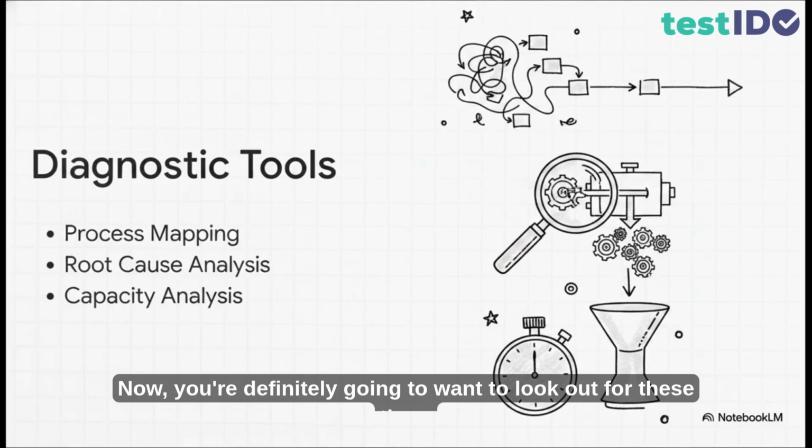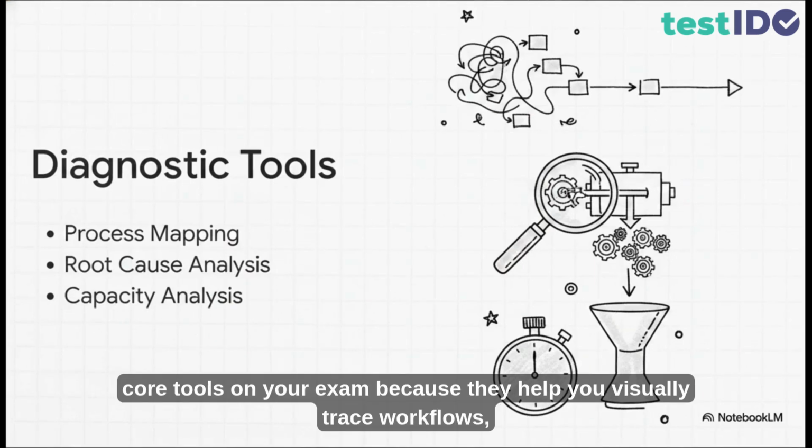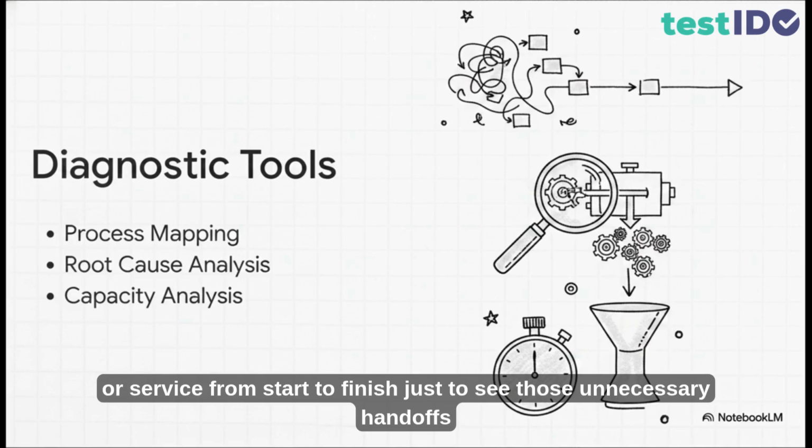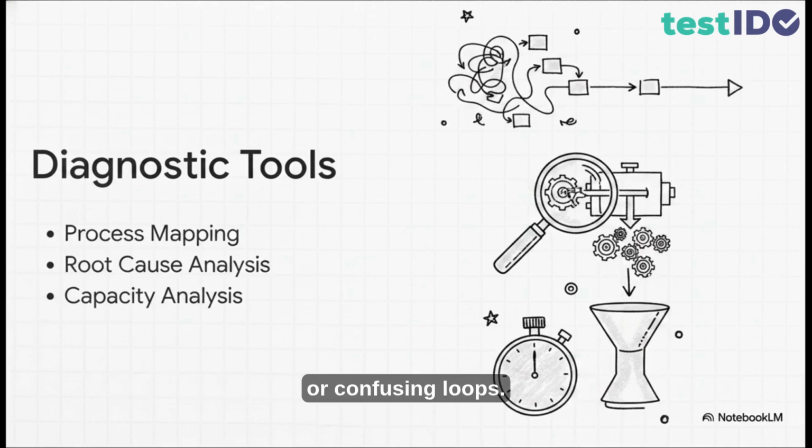Now, you're definitely going to want to look out for these three core tools on your exam because they help you visually trace workflows, dig past the symptoms, and measure cycle times. First up, process mapping or flowcharting. This is where you literally visually trace a document, product, or service from start to finish just to see those unnecessary handoffs or confusing loops.